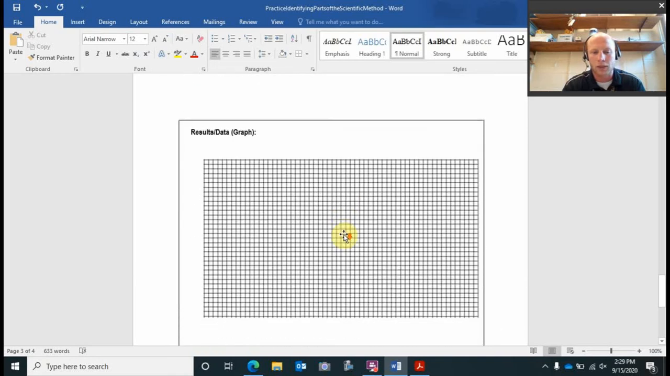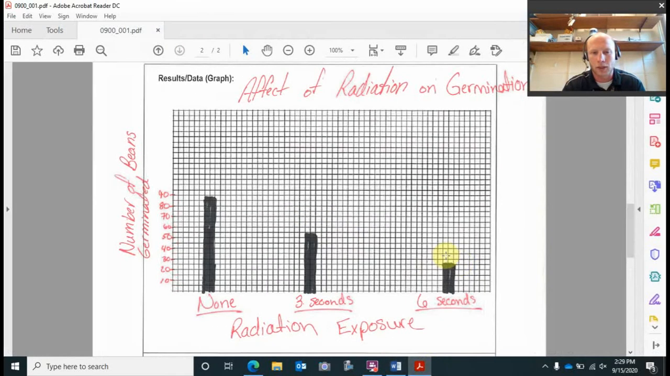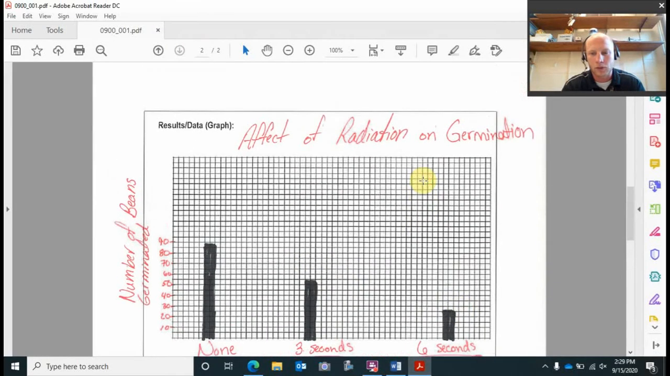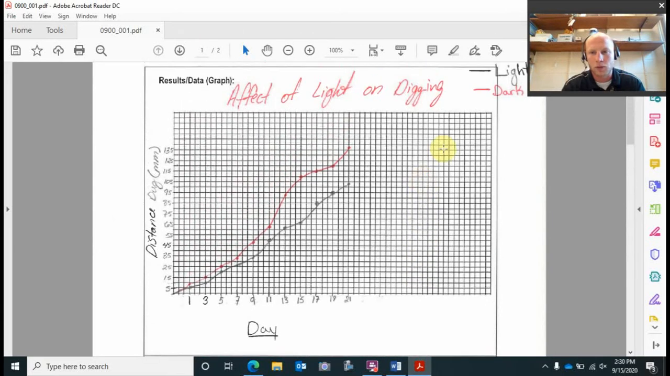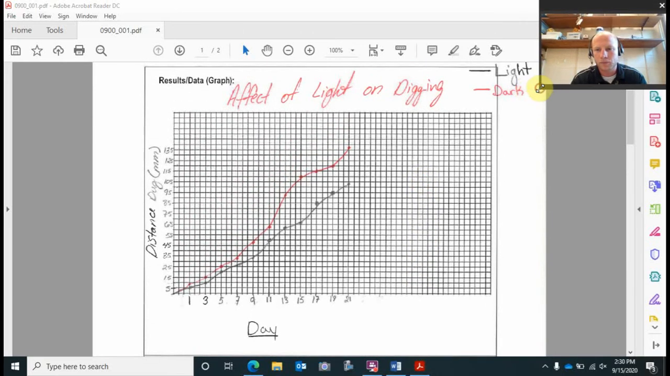So now we're going to go ahead and go to our data and results, which I have right here. So there's the effects of germination on radiation. That's the next one. But here we go. So what I have here is we need a title, right? So a good title for this one is the effect of light on digging.